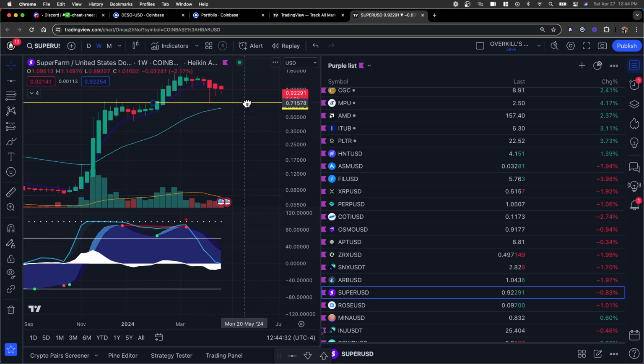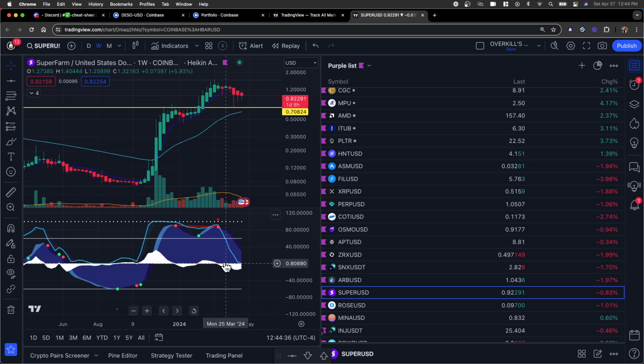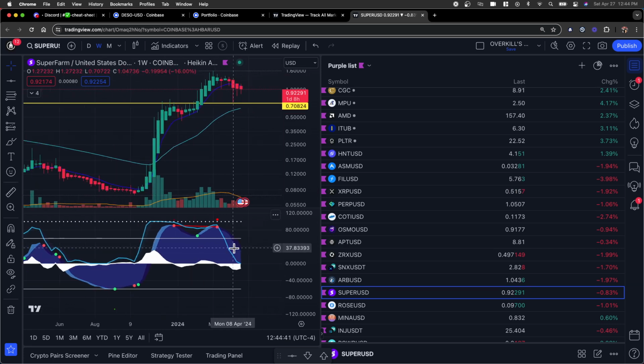Here's Super, that one's back down on the floor. We can move our stop loss up to 70. 70 cents is the new stop loss on Super. Okay, again, waiting for that green dot confirmation, but the stochastic RSI is on the floor there.